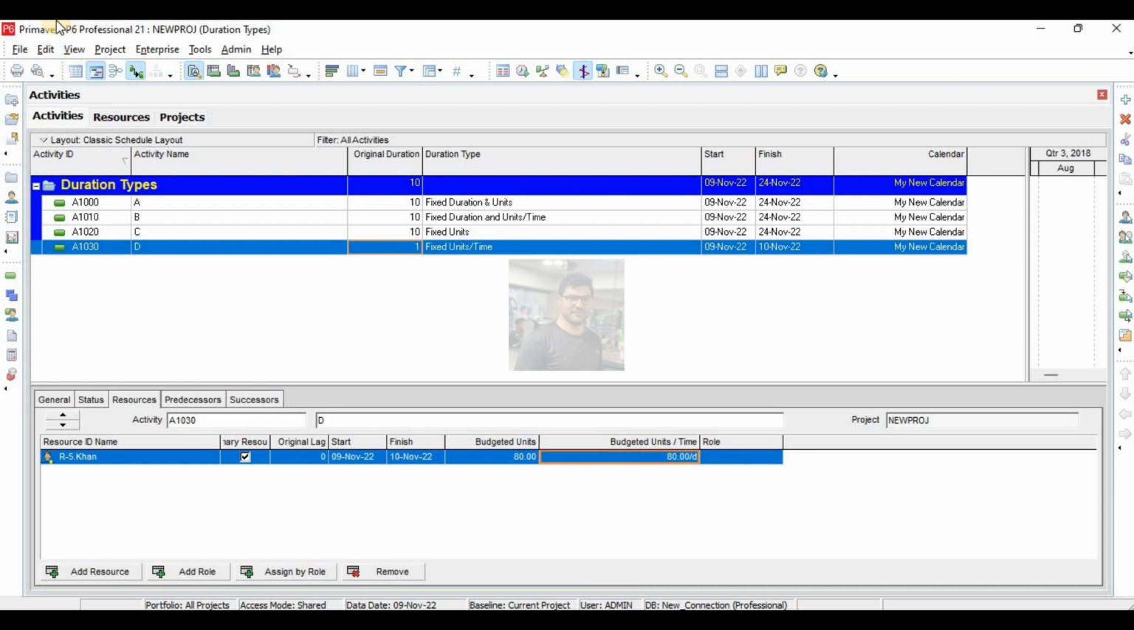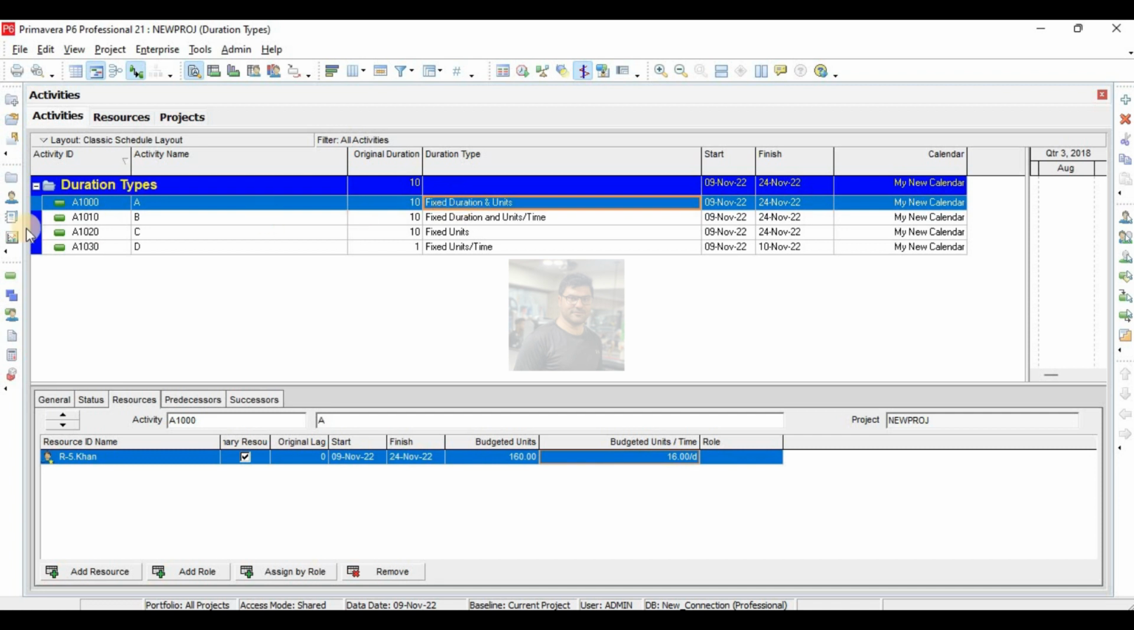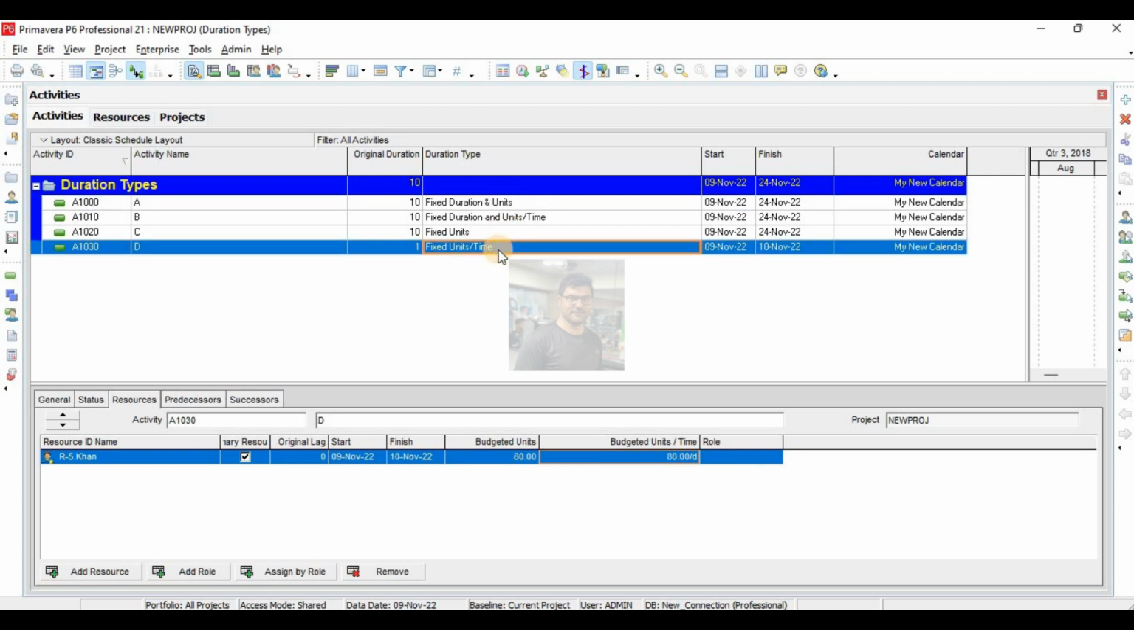So what is recommended in real-time scheduling? I recommend fixed duration and units because I do leveling manually. Mostly I do my scheduling with fixed duration and units, but sometimes some people do leveling by Primavera, which I don't recommend. So this one you can use.